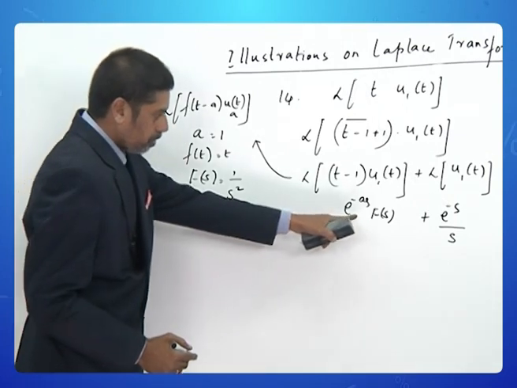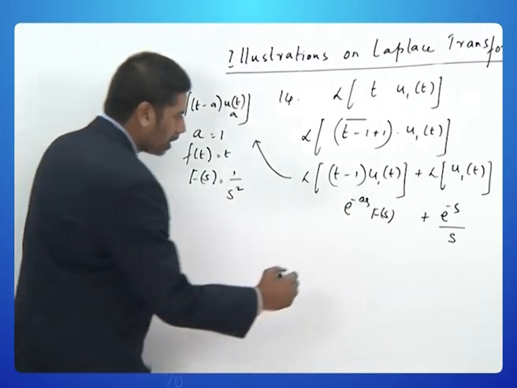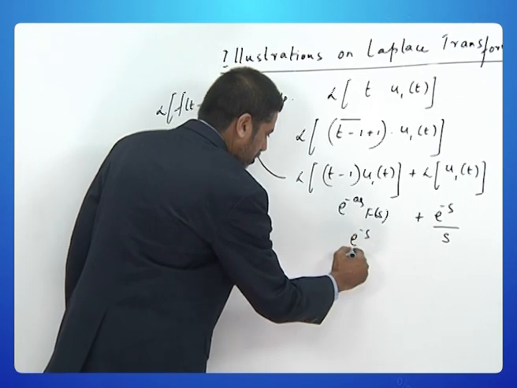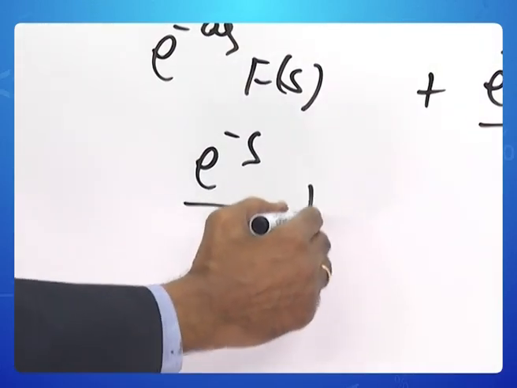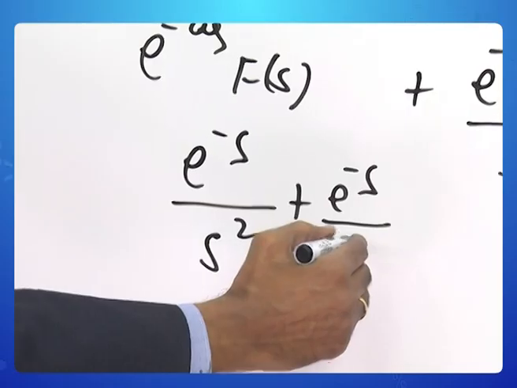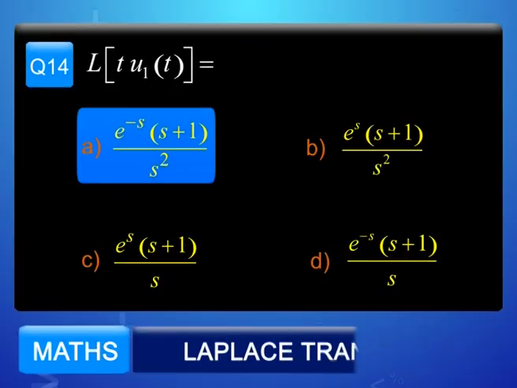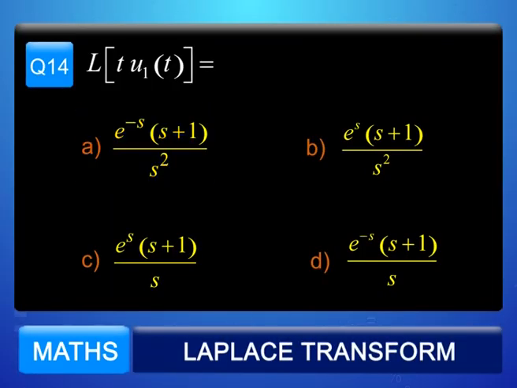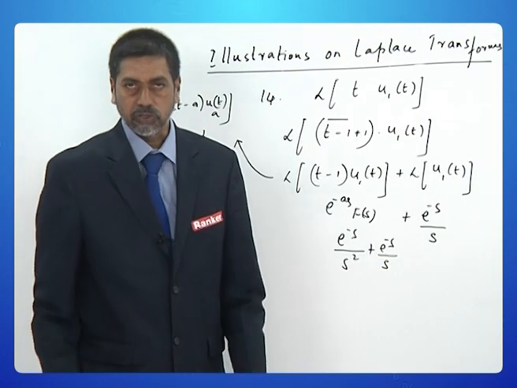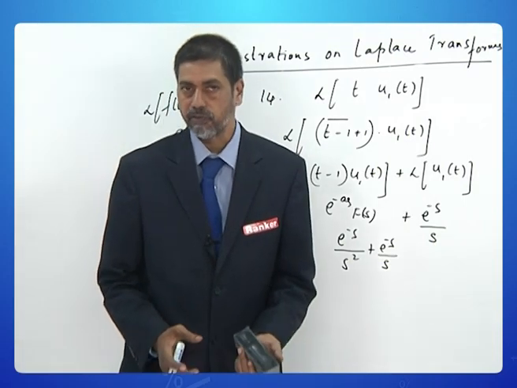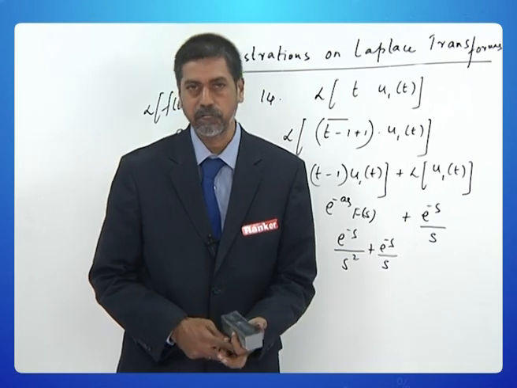So you use this formula for this context and you will get e power minus s by s squared plus e power minus s by s. So if you simplify this, you will find that the correct option is A. So this is how second shifting property will be used for slightly typical situations.